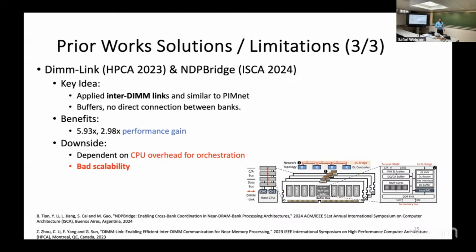The performance tiers were DIMLink was around a 6 times benefit, and then NDP Bridge was around a 3 times performance gain. Downsides here, again, as per usual, more CPU overhead for orchestration, and especially when it came to NDP Bridge, bad scalability because of using buffers. With large data models and scaling up with large GPUs, this would eventually lead to these buffers being completely filled up and no longer being utilized. So it had bad scalability.